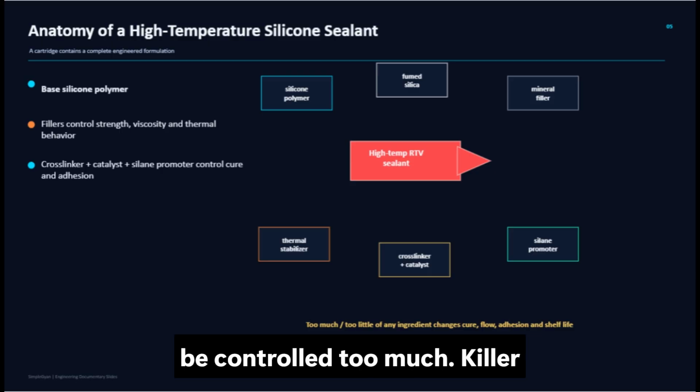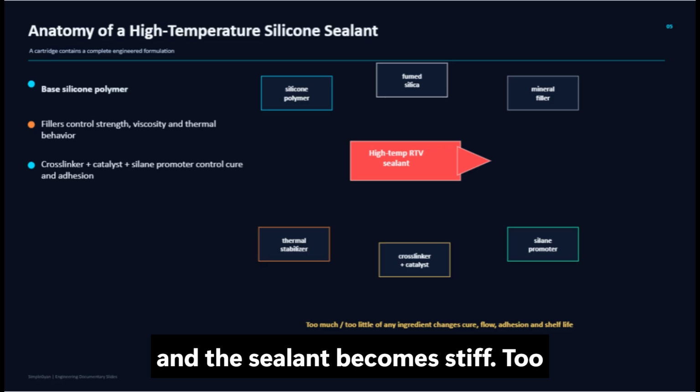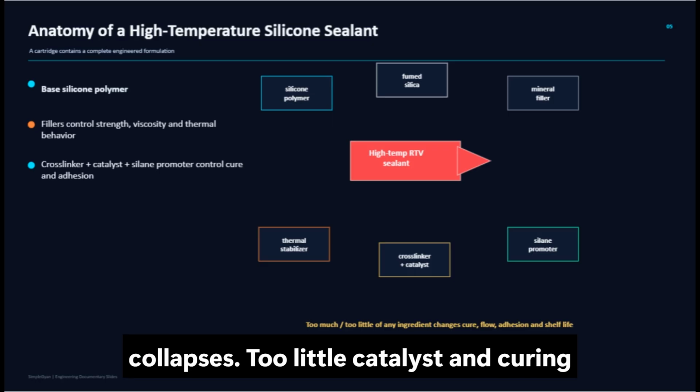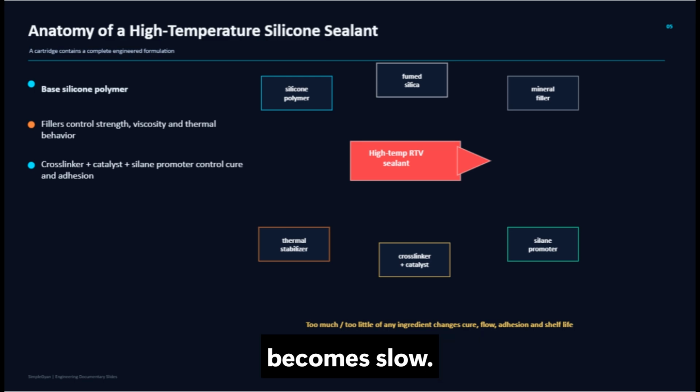Every ingredient must be controlled. Too much filler, and the sealant becomes stiff. Too little filler, and it loses strength. Too much catalyst, and shelf life collapses. Too little catalyst, and curing becomes slow.